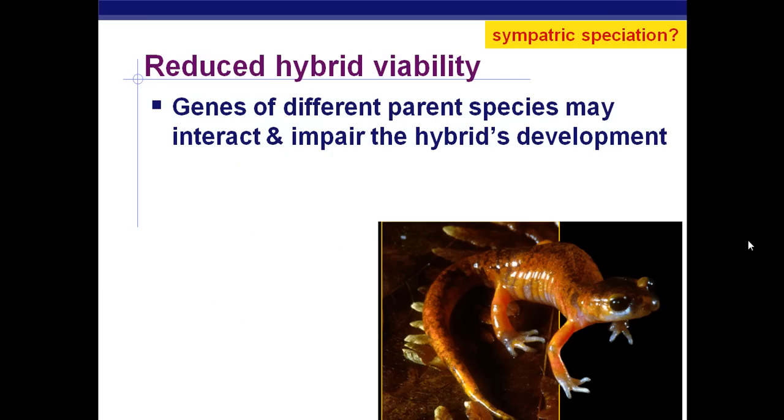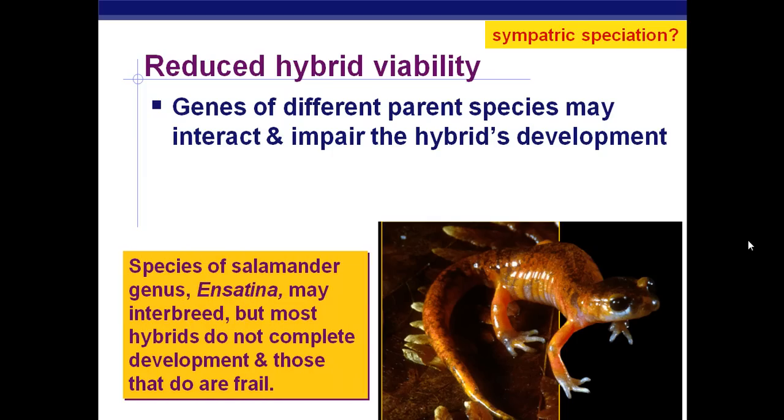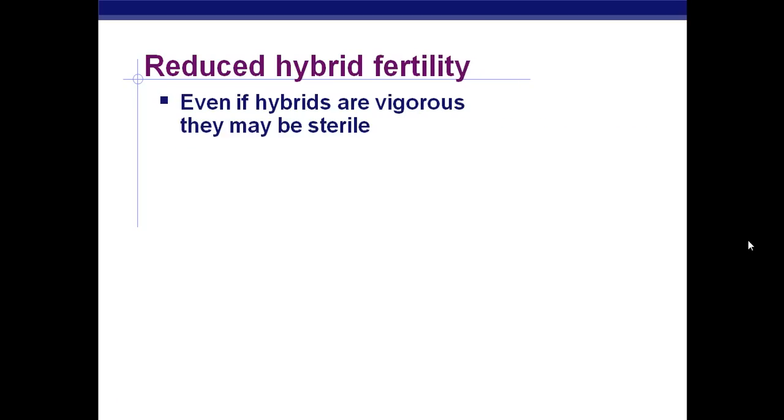Reduced hybrid viability. So here genes of different parent species may interact and impair the hybrid's development. For example, species of the salamander genus Ensatina may interbreed, but most of the hybrids don't complete development, and those that do are actually very frail and don't do very well. So reduced hybrid viability, they're just not as strong, which is a really basic way of saying it.